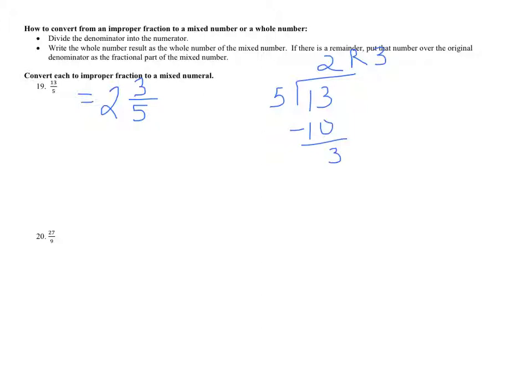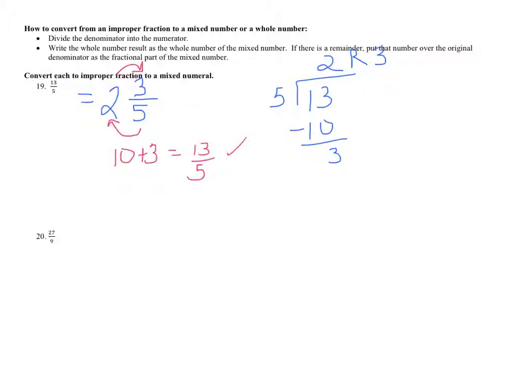Now, of course, we could always check our answer by converting back. Remember, to convert back, I'd do my denominator times that whole number part. 2 times 5 is 10. Then I would add that fractional part, so plus the 3, and I get back to that 13 out of 5 as a nice check.